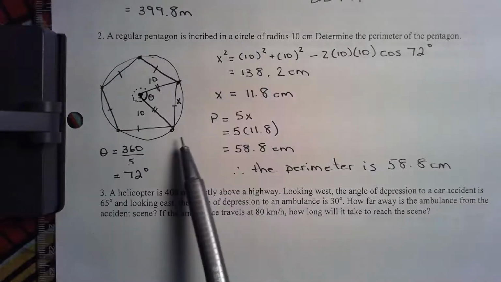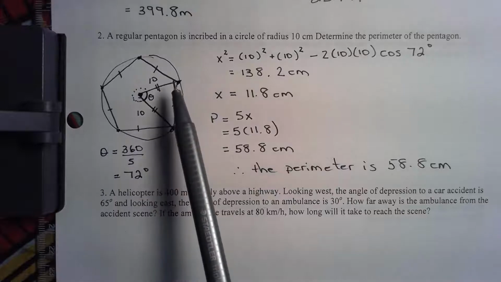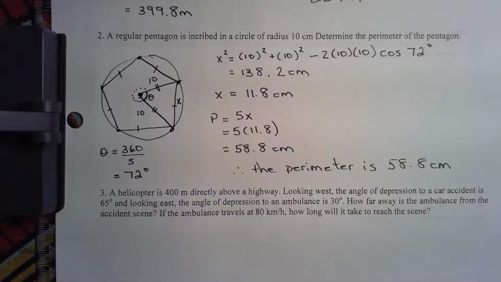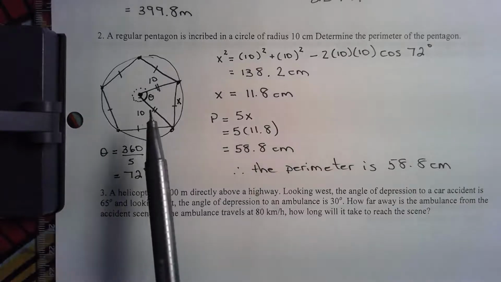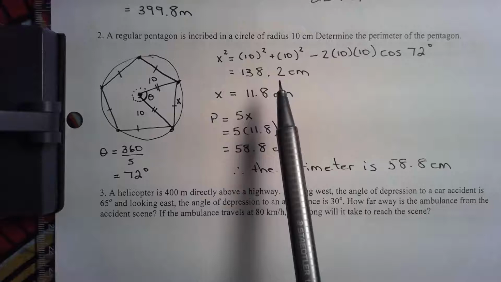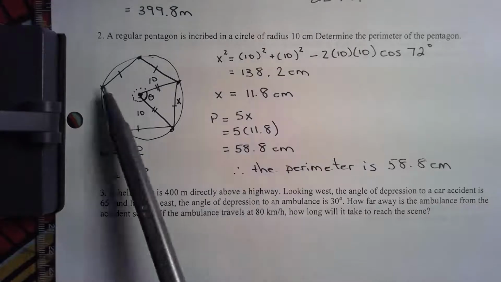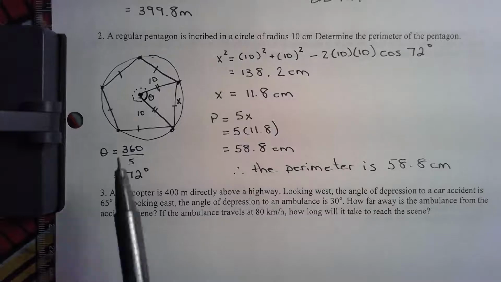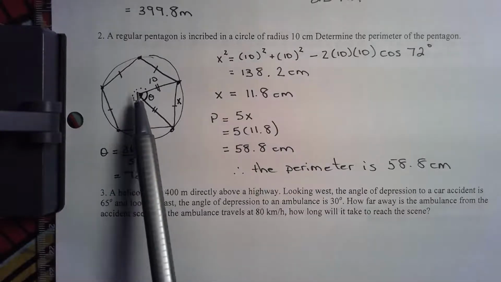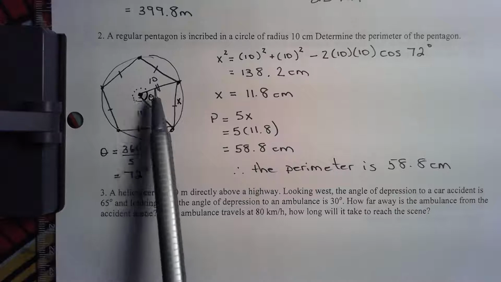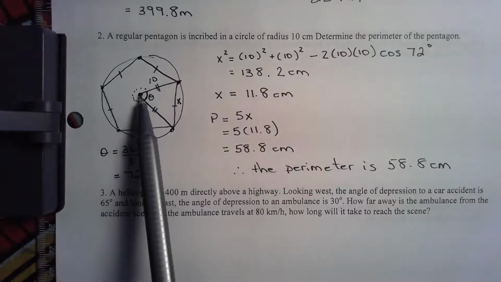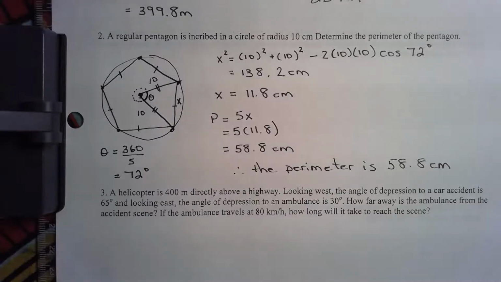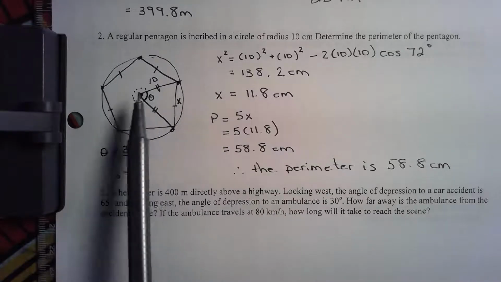So if we take another look at this question, we have a regular pentagon inscribed inside of a circle. So we have our circle, and inscribed inside of it we have a regular pentagon. Regular pentagon means that all of these side lengths are equal, and all of these angles are equal as well. In this case, we know that the radius of the circle is 10 centimeters. So if we find the radius where the pentagon touches the circle, we know those side lengths each will be 10.